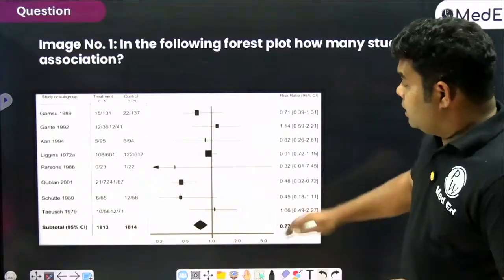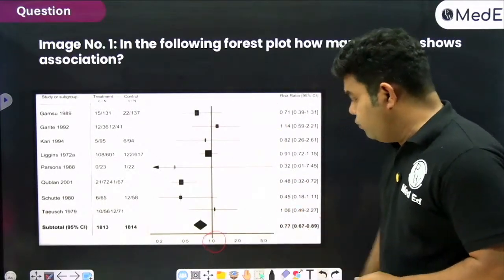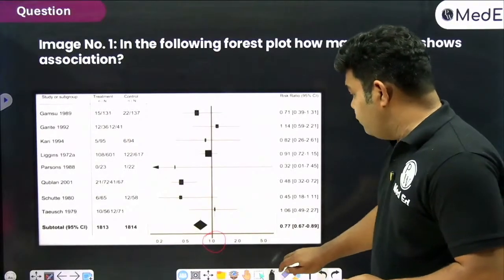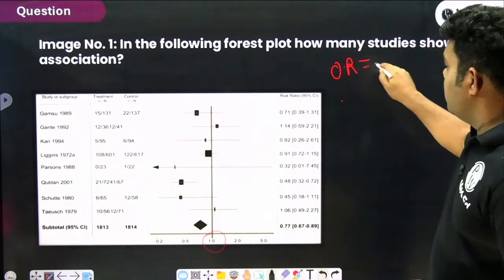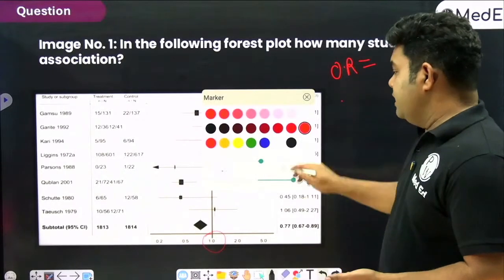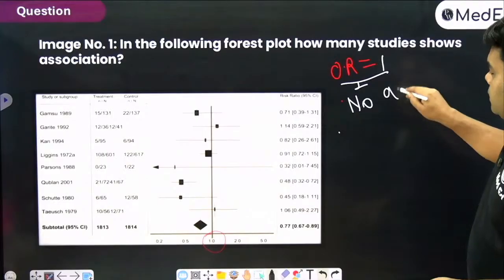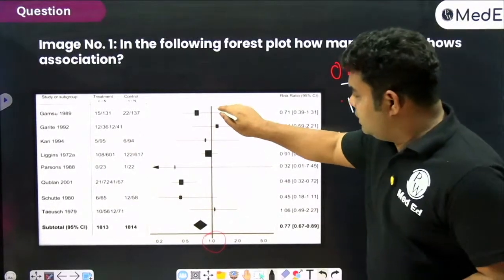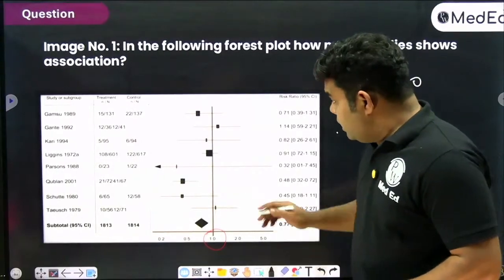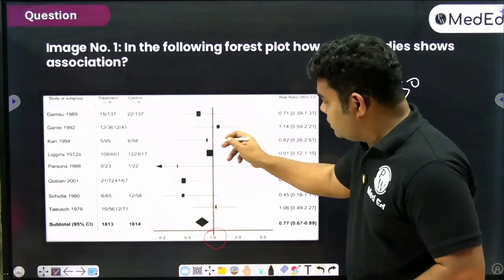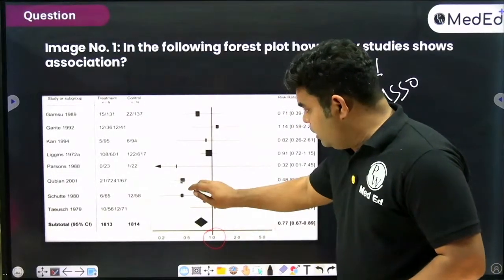The central line which you can see over here represents an odds ratio of 1. An odds ratio of 1, I hope you all know, means there is no association. If the odds ratio is 1, or let's say relative risk is 1, it is no association. So if any line is crossing this central line, all those studies are showing no association. Like study 1 is crossing it, 2 is crossing it, 3, 4, 5, 6. This study is the only study which is not crossing 1.